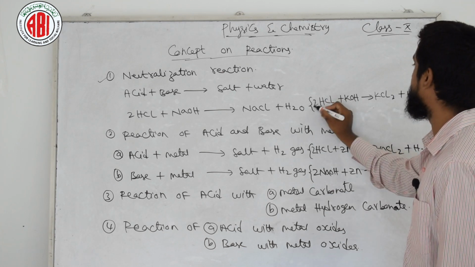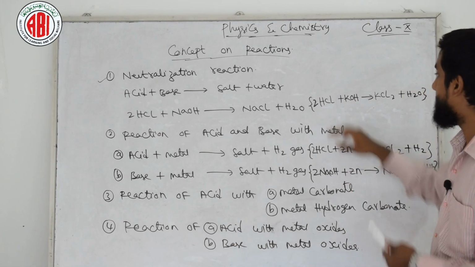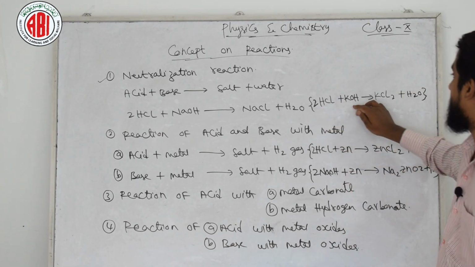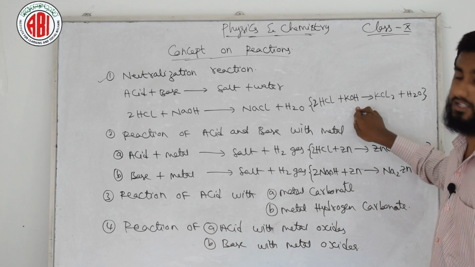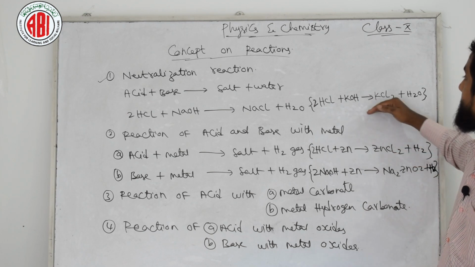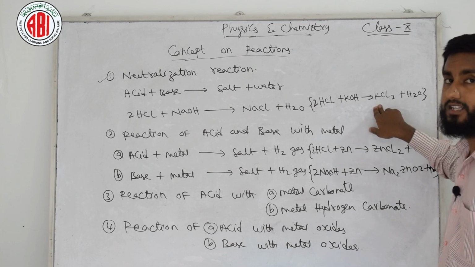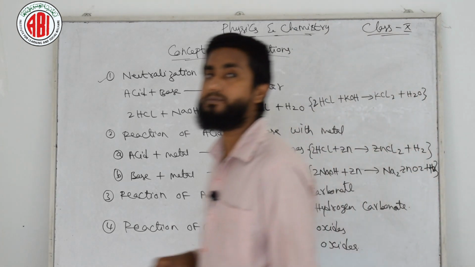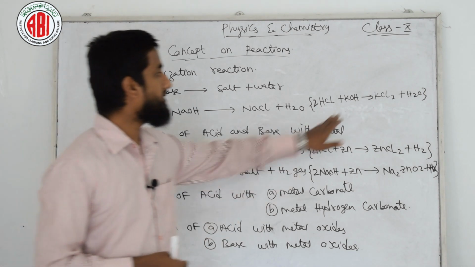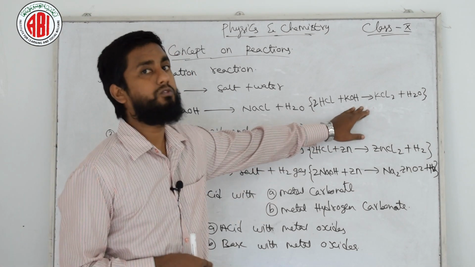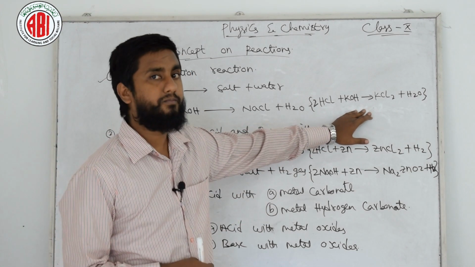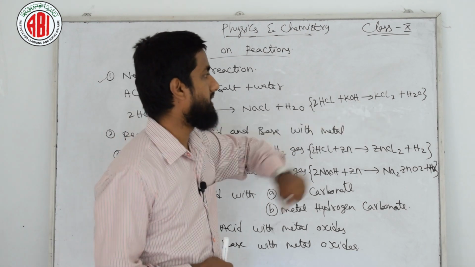Now I am balancing this equation. 2HCl, that is 2 molecules of HCl, plus KOH, that is potassium hydroxide, gives rise to KCl2 plus H2O. So KCl2 is nothing but the salt, named potassium chloride. This was done practically in the lab, if you remember. So this is a practical we have done.